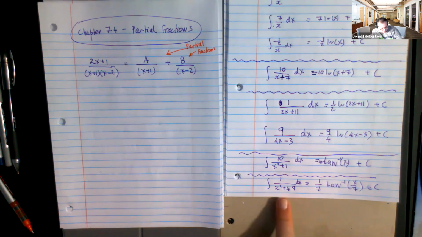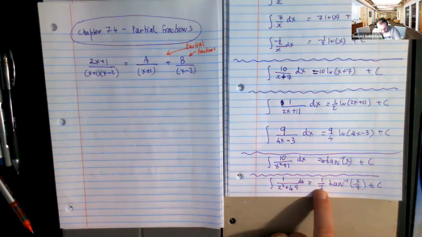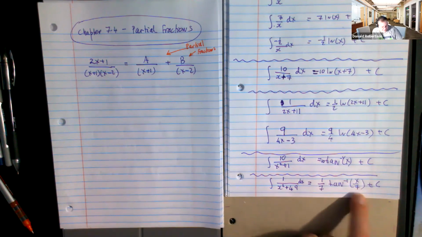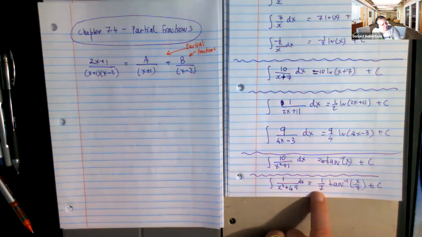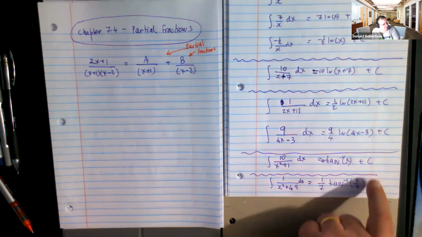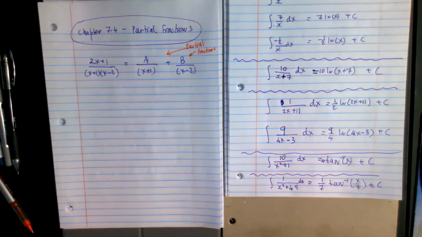So if you had 1 over x squared plus 25, you would get 1/5 inverse tan of x over 5. If it was x squared plus 4, 1/2 inverse tan of x over 2. That makes sense. I'm just telling you it is, right? You could spend a whole load of math trying to prove it, but we just assume that it's true and move on from there.